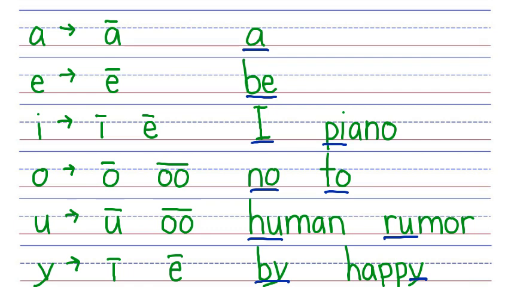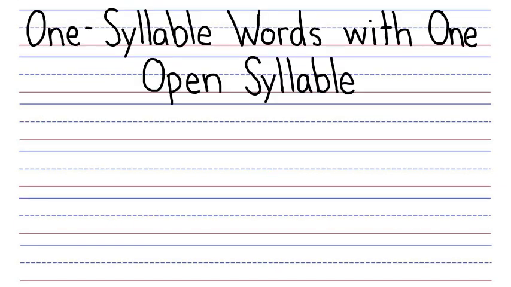Let's write and study some words with open syllables. Let's begin by writing one-syllable words with one open syllable. Get out a paper and pencil and write down these words with me. First word, A. Once upon a time. Second word, be. Spelled B-E, as in, I want to be an engineer when I grow up. Next word, go. G-O. Let's go to the store. Next word, hi. H-I.